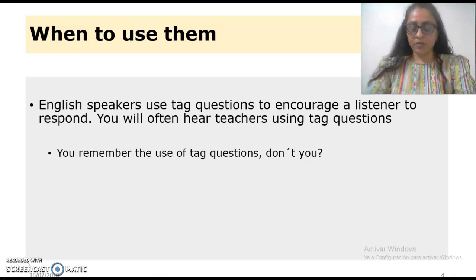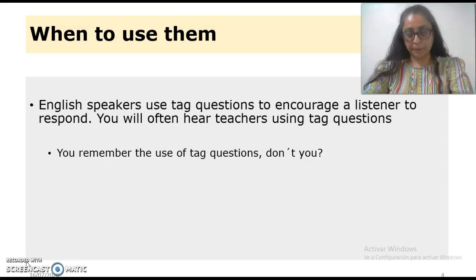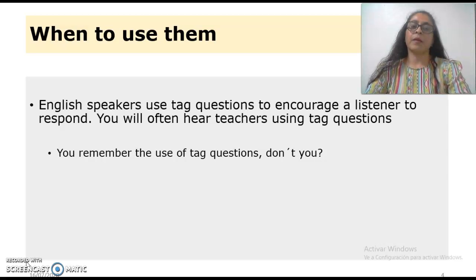English speakers use tag questions to encourage a listener to respond, and you will often hear teachers using tag questions. You remember the use of tag questions, don't you? Again, look at the structure of the tag question. Since we are using a verb in the simple present tense, the corresponding auxiliary is do, plus the particle not, and the subject that matches this auxiliary, which corresponds to the subject in the statement that we originally had.